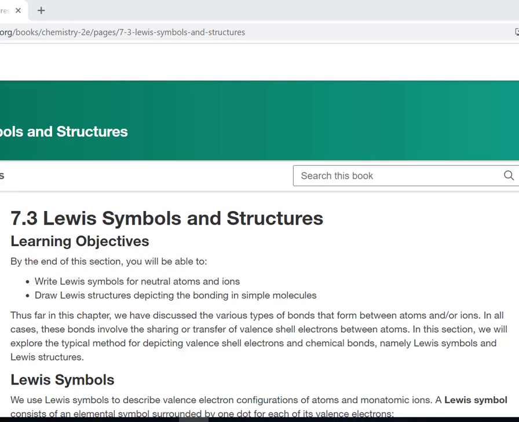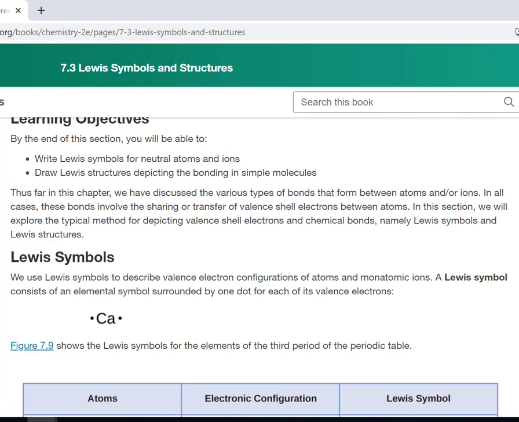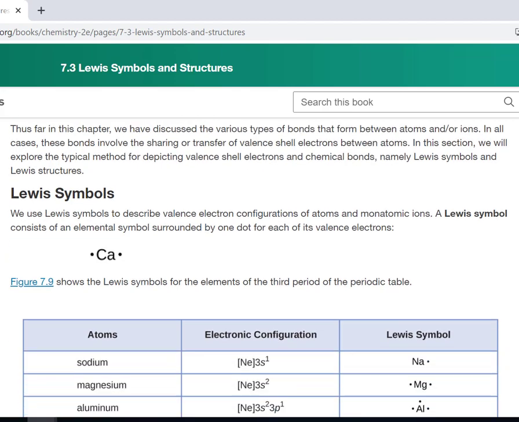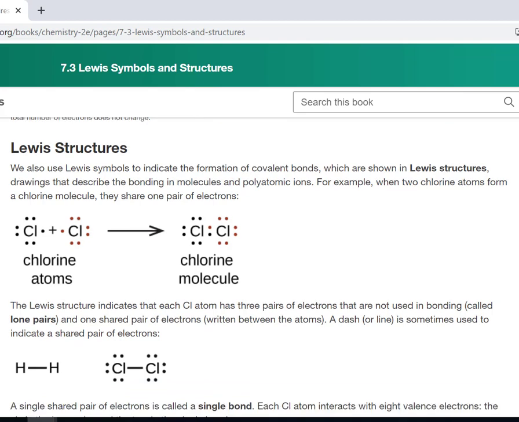Hello everyone. We're going to continue through section 7.3 with the learning objective, draw Lewis structures depicting the bonding in simple molecules. So let's go ahead and get started. Make sure you're comfortable with the concept of Lewis symbols that was in the previous video before watching this video where we talk about Lewis structures.